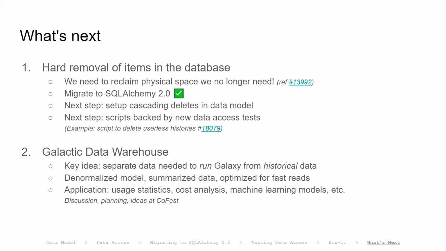Let's build together. Lastly, two big projects involving the database are coming next. One is the hard removal of items from the database, because we want to reclaim space. Now that we have SQLAlchemy 2.0, we can move on with setting up cascading deletes in the data model. And the next step will be scripts handling deletion of data, including all the related data, which can be safely removed, very thoroughly tested. As an example, look at 18079, the PR showing this kind of process.